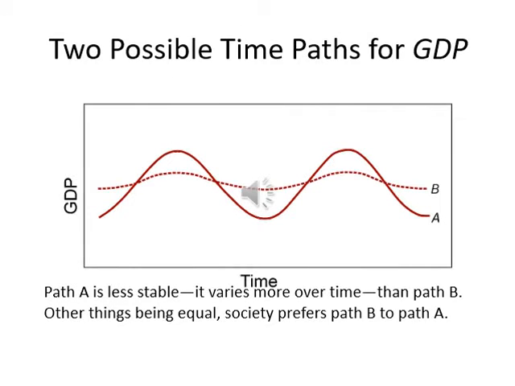In the graph, path A is less stable. It varies more over time than path B. Other things being equal, society prefers path B to path A.